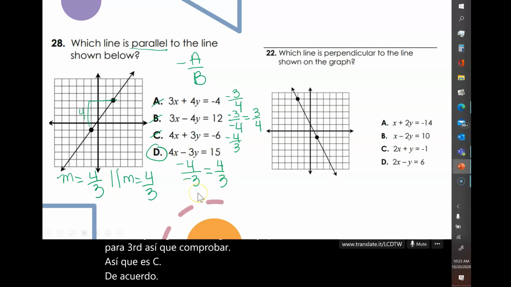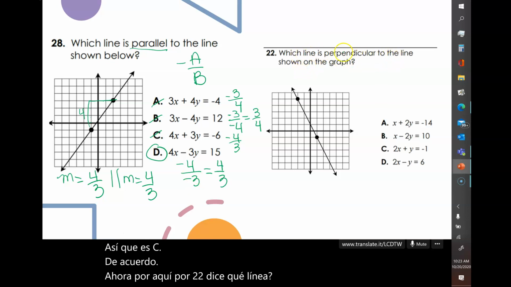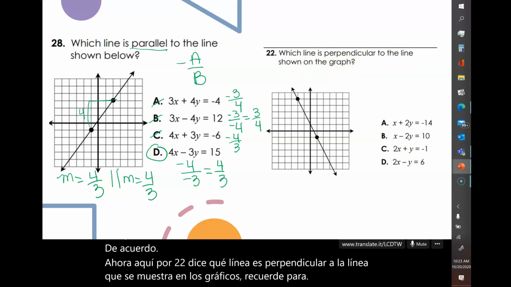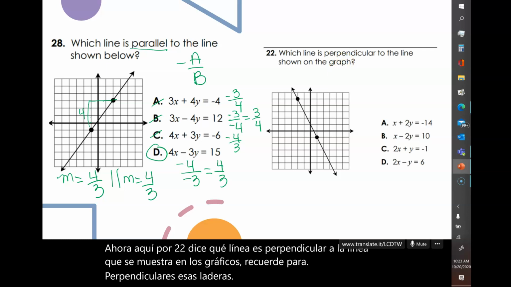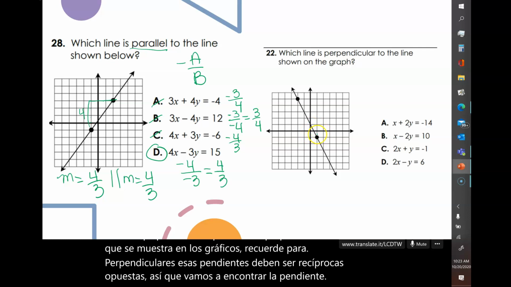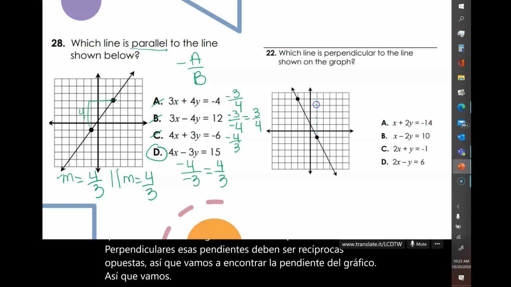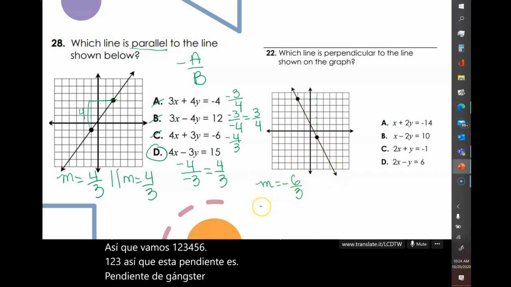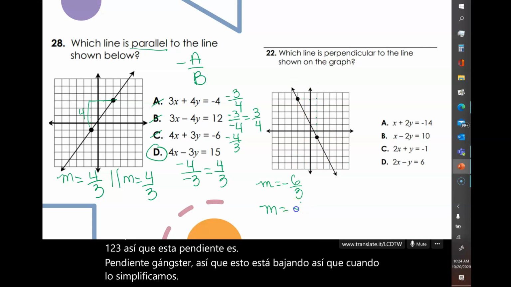Okay. Now over here for 22, it says which line is perpendicular to the line shown on the graph. So remember, for perpendicular, the slopes need to be opposite reciprocals. So let's find the slope from the graph. So we go 1, 2, 3, 4, 5, 6, and 1, 2, 3. So this slope, okay, this is going down. So when we simplify it, we get -2.